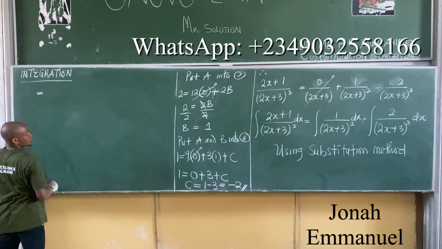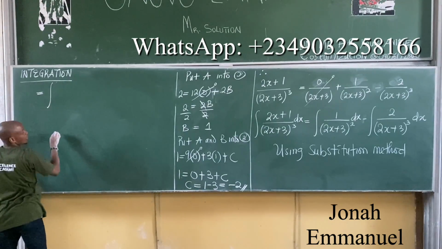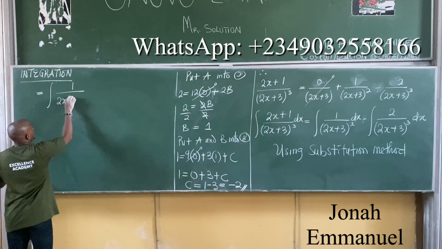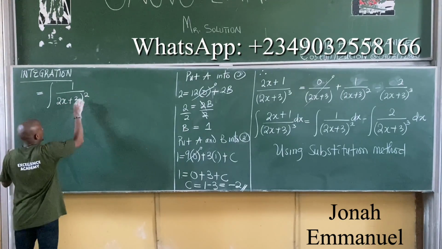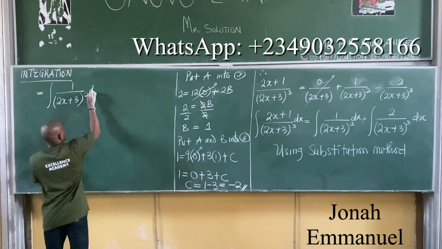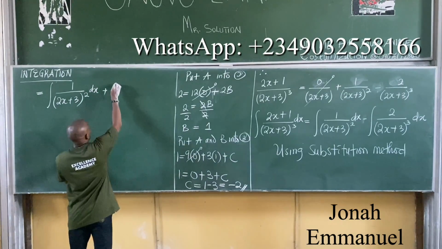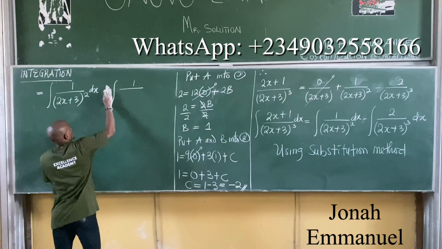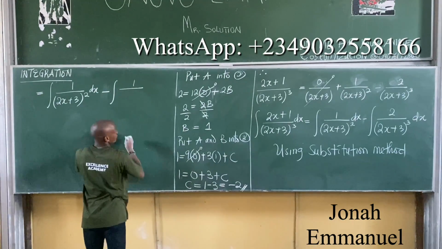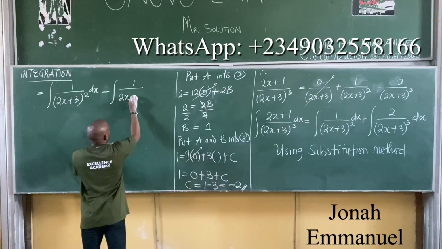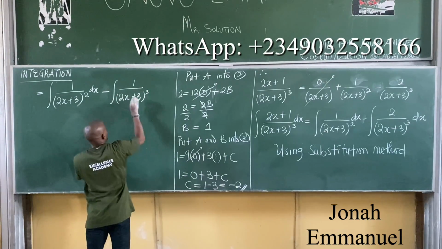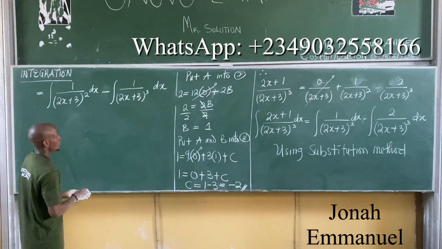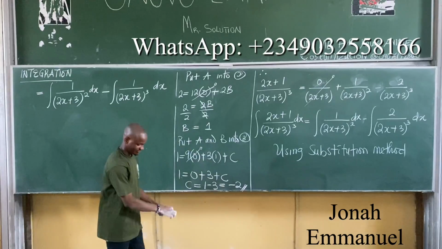This will be equal to the integral of 1 all over (2x plus 3) all squared dx, minus the integral of 2 over (2x plus 3) all cubed dx.